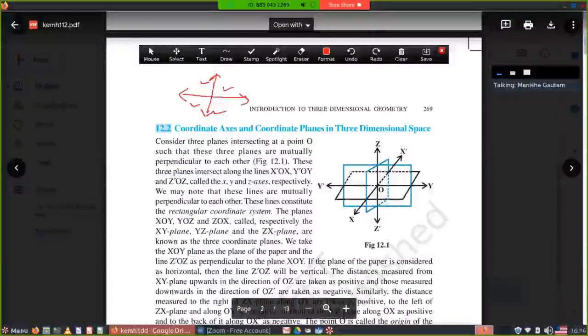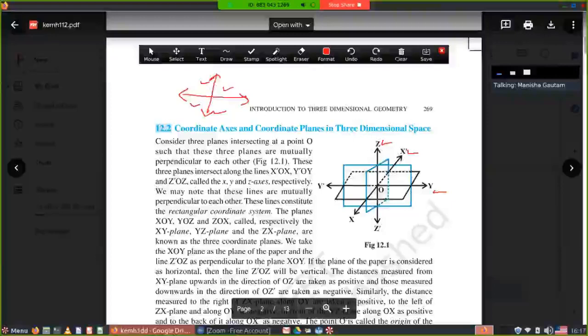Now, if three mutually perpendicular lines intersect each other, first line this one, second is this one, third is this one, they are intersecting at point O. What will you get? How many parts of the space will you get? Here you must remember that this X'OX is a line which is standing perpendicular on the point O. It means this is shown in two-dimensional geometry. That's why it is drawn like this.